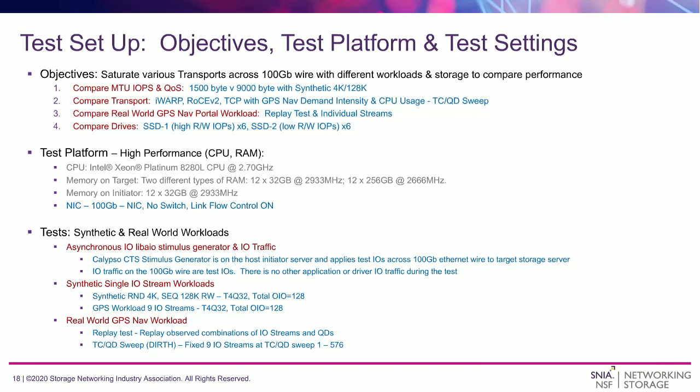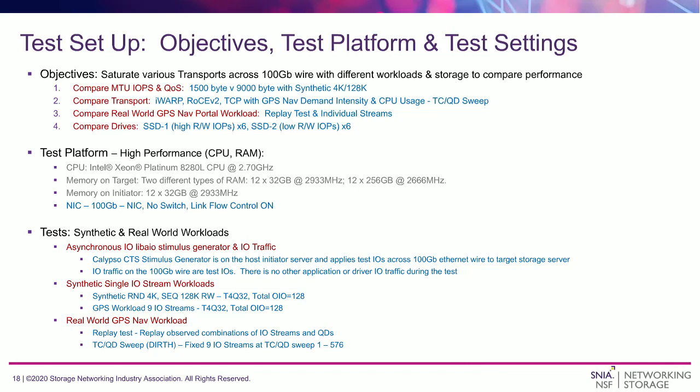There's a single high-performance NIC card on both the host and initiator across a 100 gigabit wire. There's no switch, and link flow control is on. As far as the test, we're going to run synthetic and real-world workloads. To run the test, we put an asynchronous I/O stimulus generator on the host server to generate the I/O traffic across the wire to the target storage. And this is a Calypso CTS stimulus generator, which has been used in SNIA to develop the performance test specifications for SSDs and data center storage.